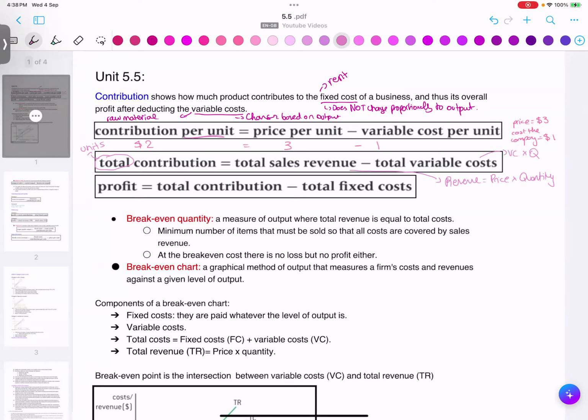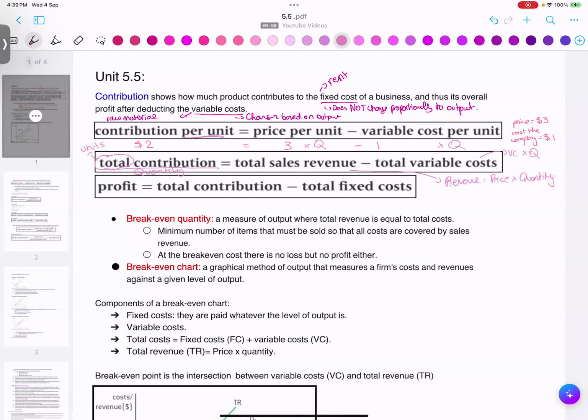So the only thing added to total contribution itself is quantity. You just have to multiply price per unit times the quantity, then multiply the variable cost per unit times the quantity. That's the only thing added to the total contribution. It's not a new formula. You just have to be given the quantity. That's really it. And then you have profit.